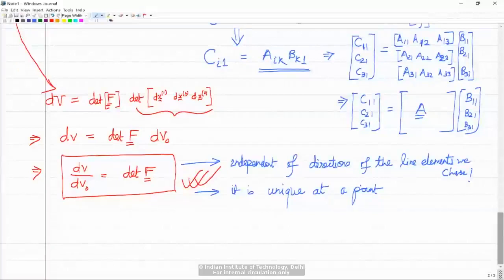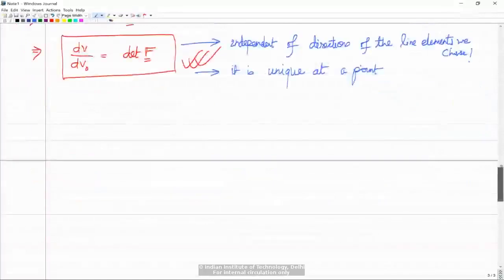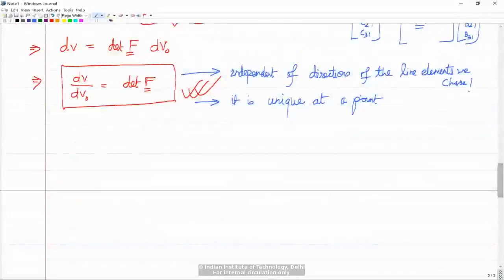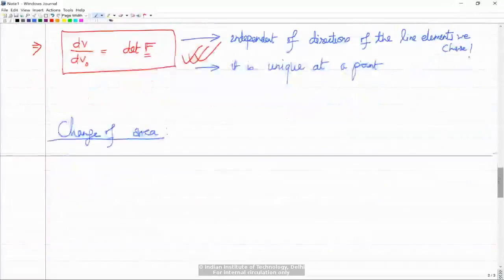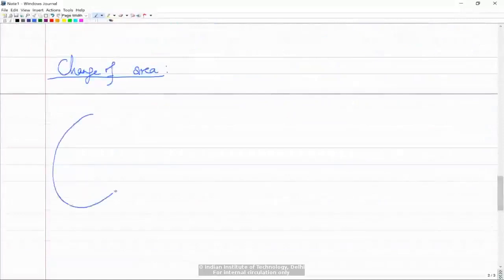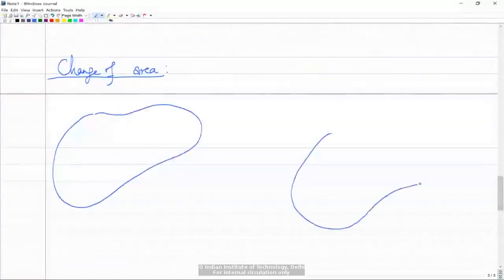Okay, so we saw length change, volume change. Maybe we should also look at how the area is changing, right? So that's the next thing we want to look at: change of area. So again, we have our favorite picture, and we are at a point X.